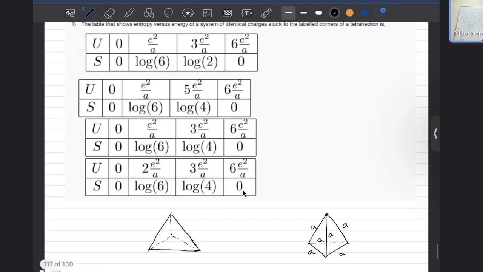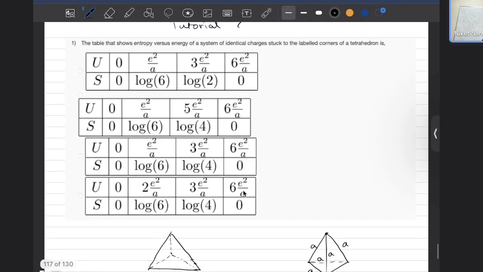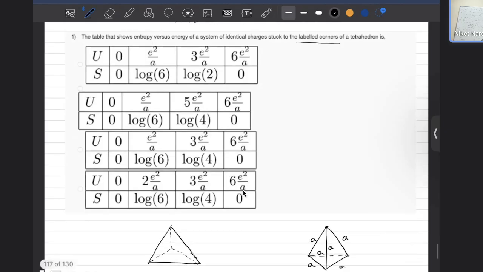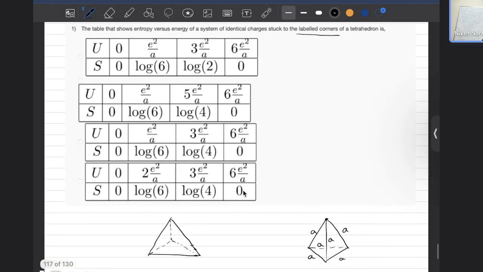If the corners are labeled, I just remember that they have spoken about labeled corners. So in that case, even for those four corners, one single charge being placed on any of these four corners would give four possible arrangements. Okay, let's think about the other cases.